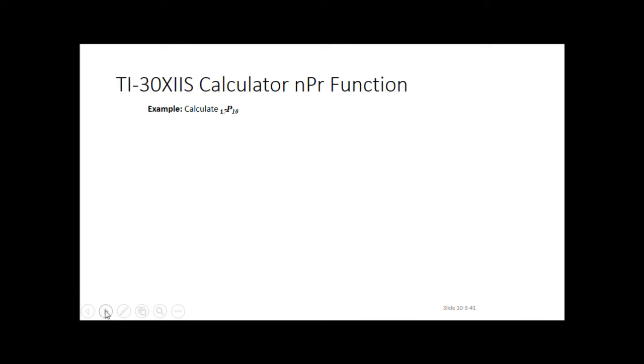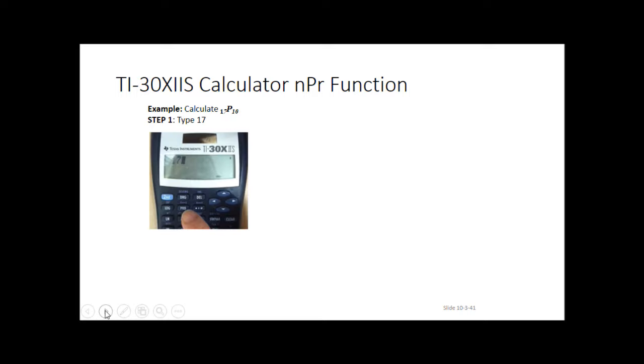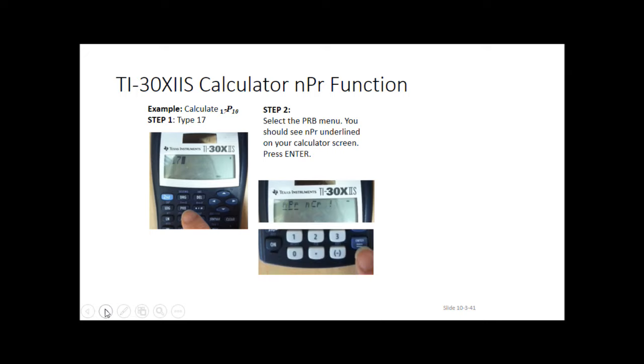Okay, now let me show you how to calculate a permutation, not by hand, but on your calculator. So to calculate 17P10, for example, you're going to type the number 17 into your calculator. I'm assuming you're using the TI-30X2S. So you're going to push the PRB button. That's going to pull up your probability menu.